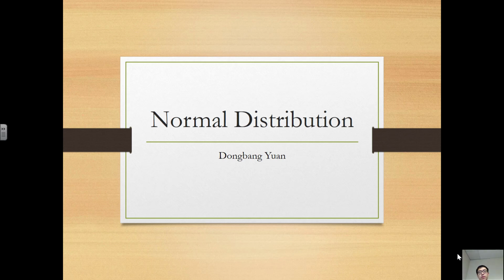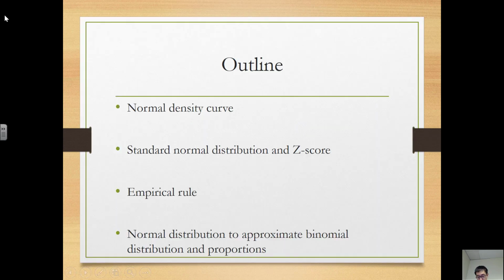Hello everyone, today I'm going to talk about normal distribution. So today's lecture will be divided into 4 parts. So the first part is to introduce normal density curve, and the second part is to talk about standard normal distribution and how to calculate z-score and probabilities. So the third part is an important property of normal distribution, which is called the empirical rule. And at last, I will talk about how to use normal distribution to approximate binomial distribution and proportions.